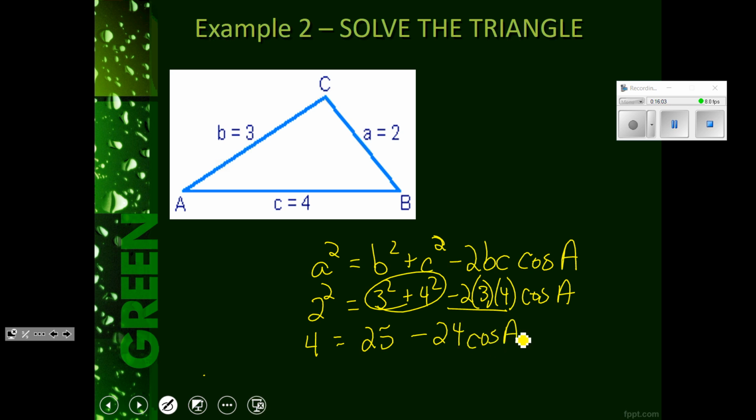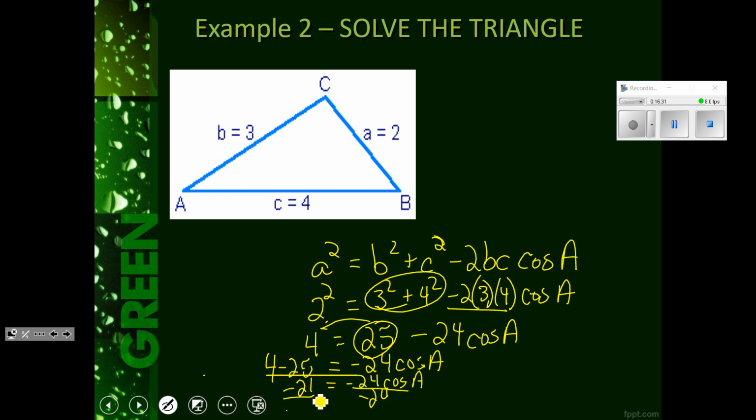Again, do not subtract 25 minus 24. You cannot do that because the 24 is attached to the cosine of A. So you need to move this across, and you get negative 24 times the cosine of A. And so this becomes negative 21 equals negative 24 times the cosine of A. And then we're going to divide by negative 24 on both sides. And so what do we get?